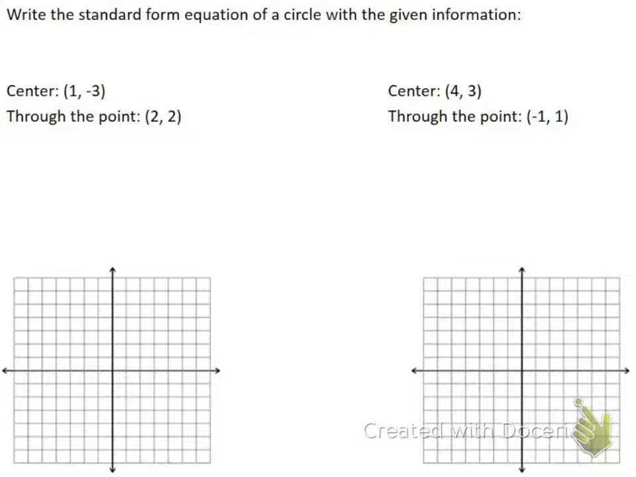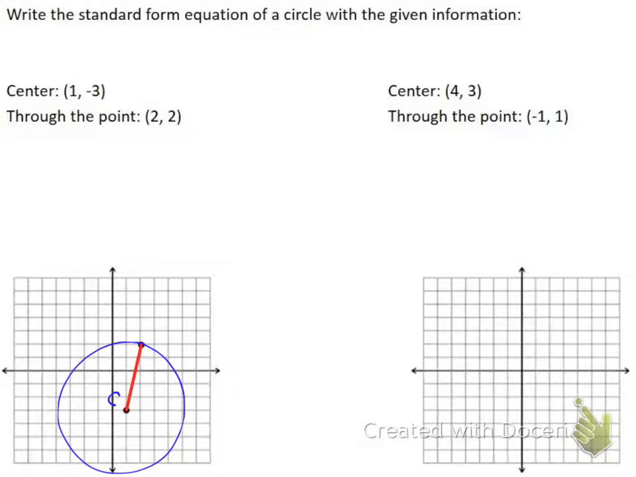So with the first one over on the left-hand side, I've got a center of 1, -3. So 1, 1, 2, 3. And it goes through the ordered pair 6, 2. So this is the center of my circle, and this is the other point, so if I roughly graph the circle, it would look something like this. So to find the radius, again, I'm just going to use the Pythagorean theorem.